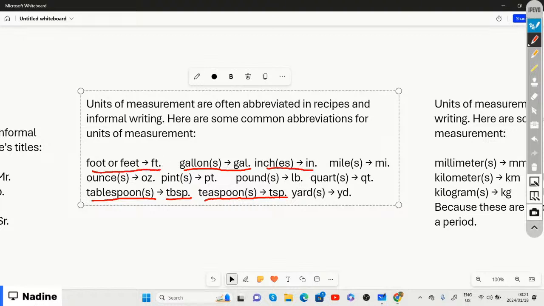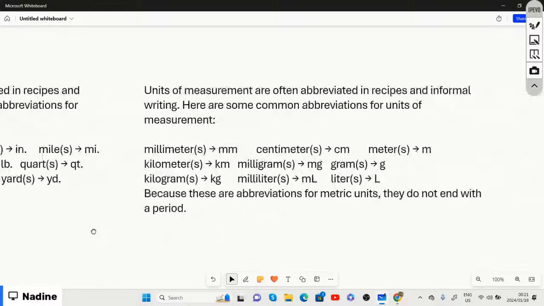It is probably like 5 feet or 10 feet down, right? And then we also have miles, ounces, which is oz, pints, pounds, quarts, as well as yards. That is how we measure units of measurements, and that is how it is abbreviated, followed by a period. And that does not have to be capitalized.